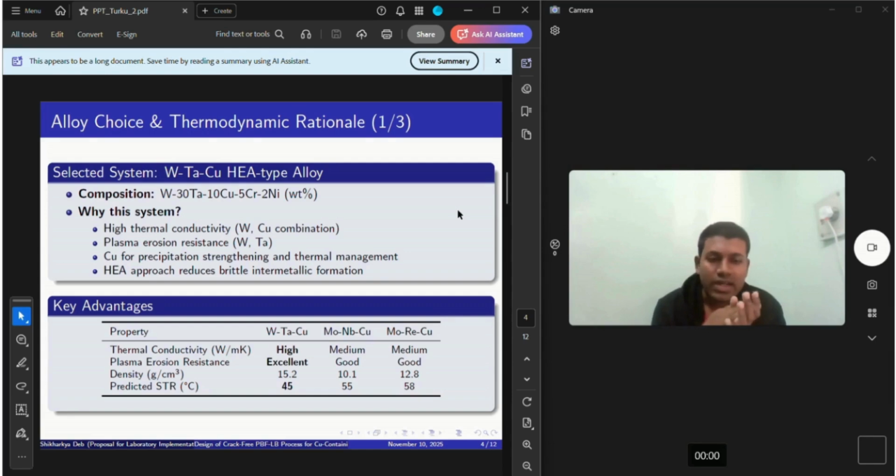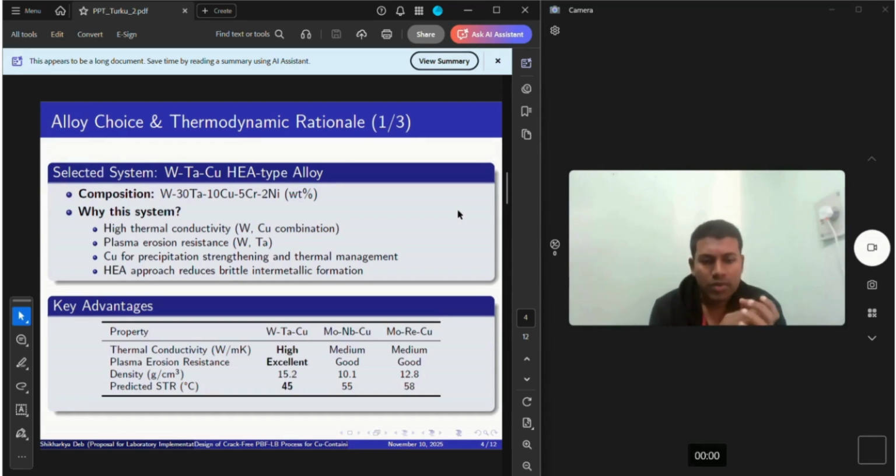The next is tantalum, which is the toughener. Tantalum has a very high melting point, which is 3017 degrees centigrade, and is much more ductile than tungsten. It forms solid solutions with tungsten, meaning atoms mix randomly in the crystal lattice rather than forming brittle intermetallic compounds. The 30% tantalum content provides substantial solid solution strengthening while maintaining good ductility.